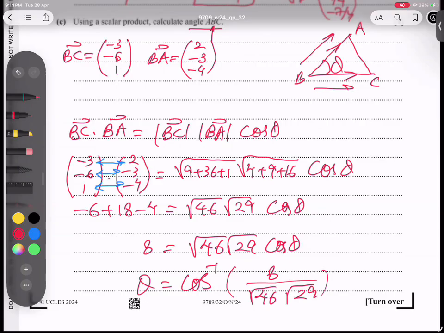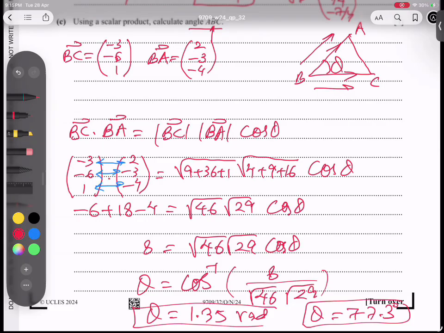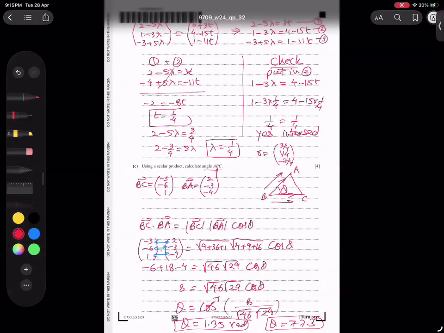Okay, students, I hope up till here it is clear. And now I'm going to find it, just typing in the calculator and getting the answer. So 8 divided by root 46 and root 29. Okay, and we have to take a cos inverse. So the answer is coming in radian mode 1.35. Okay, and in degree mode, if we convert it, we are getting 77.3 degrees. So both ideas are very clear, and the question is completely over.